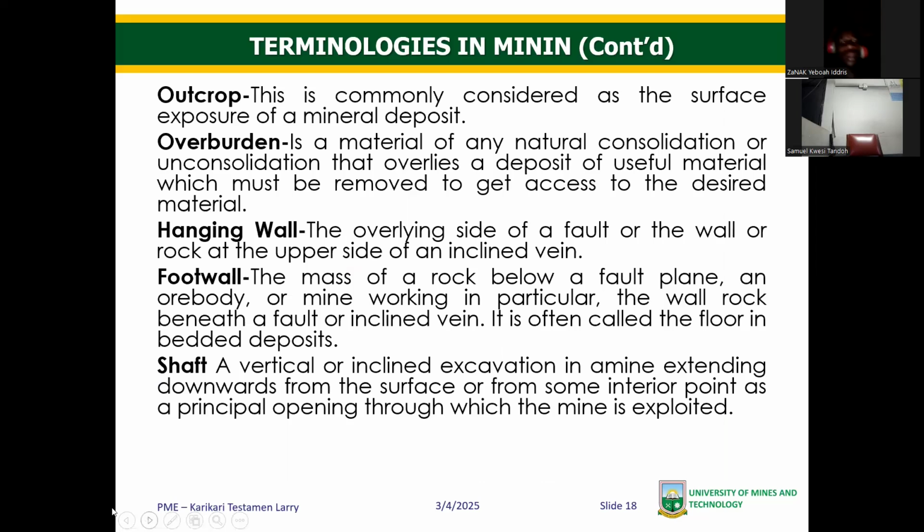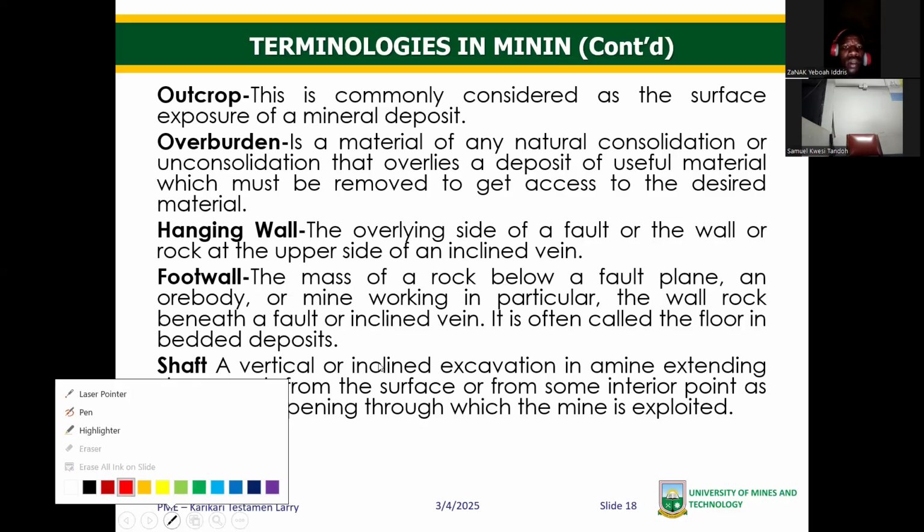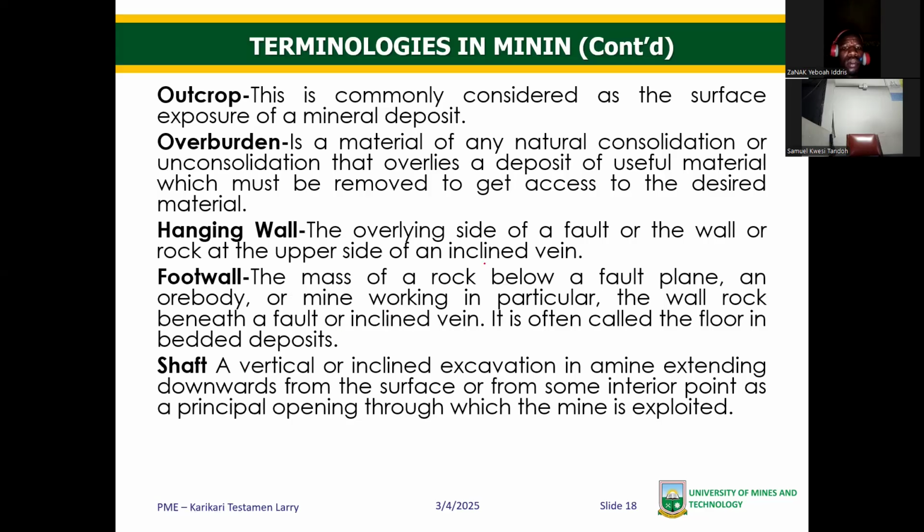hanging wall. So let's say we have the drawing, it is becoming too much, but please forgive me. Let's say the vein is inclined. This section, the overlying side of the fault or the wall or the rock at the upper side of an inclined vein, can be the hanging wall, while this section can be the footwall. When we are doing the surface mining systems, I'm going to explain this very well with the diagram. It's difficult for me to do that here. So let's hold on with this while we get there.